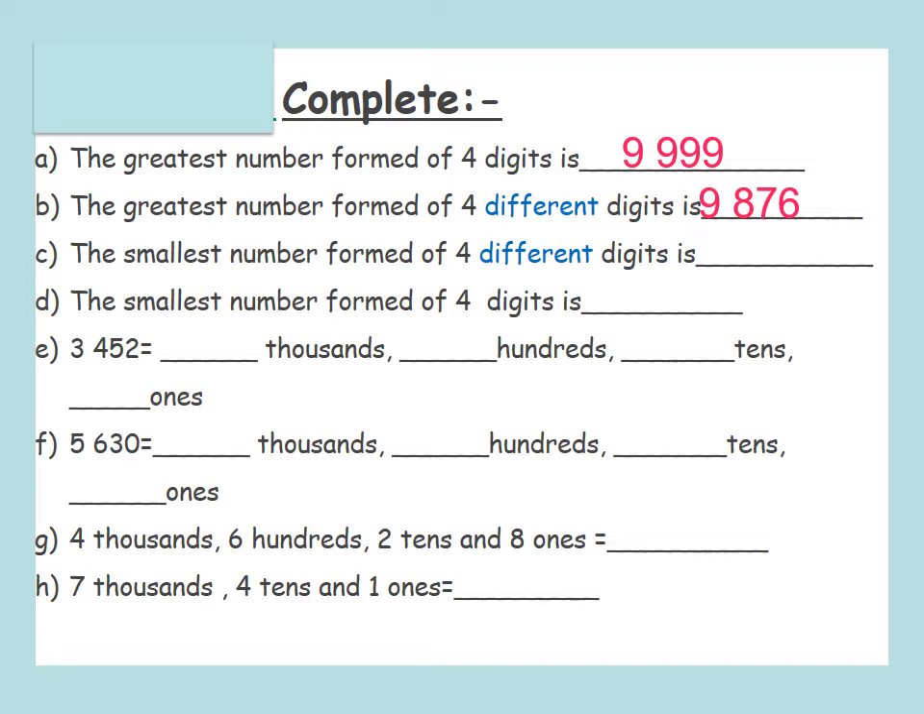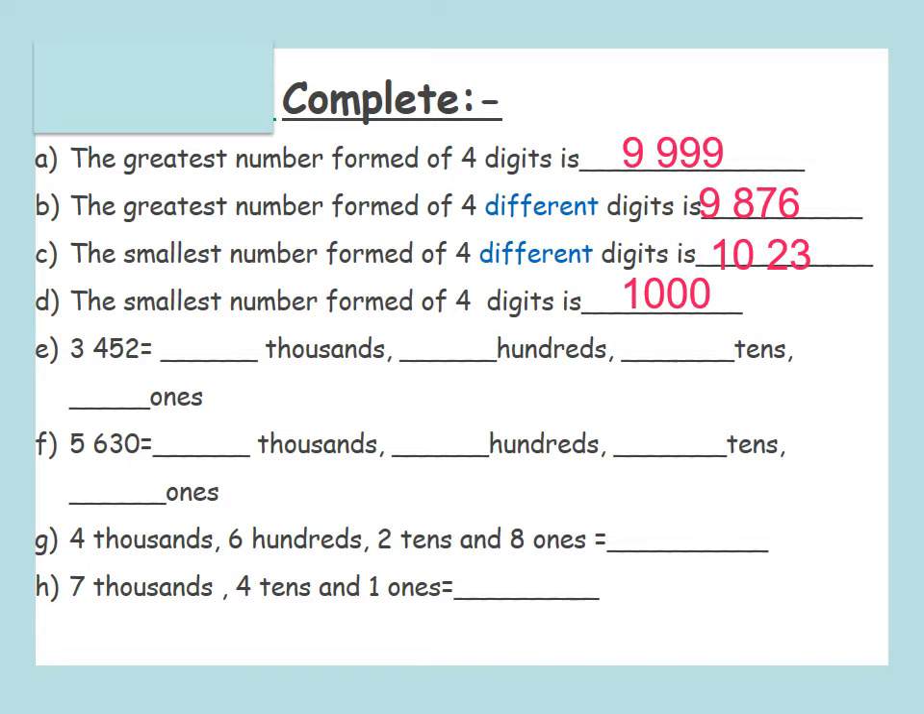The next one, the smallest number formed of 4 different digits is what? We will start with the smallest digit, which is 0. But we can't write 0 at the first, so we write 1, then 0, and 2, 3, so it will be 1023. Okay, let's read the next one. The smallest number formed of 4 digits is what? It's 1000. 1 and put zeros up to 4 digits.